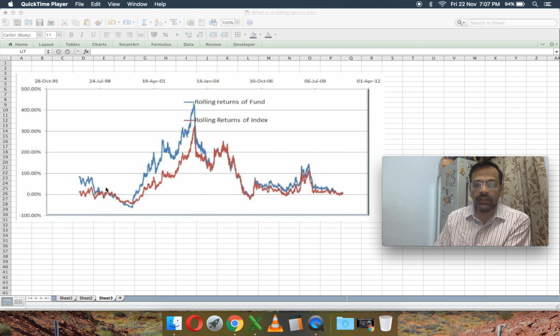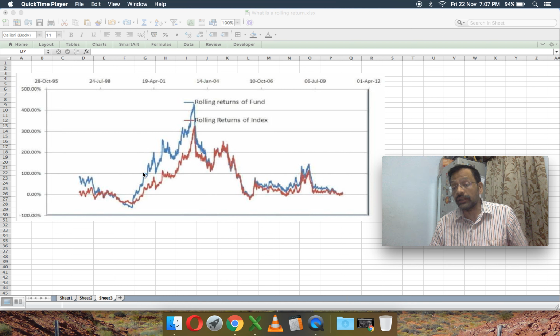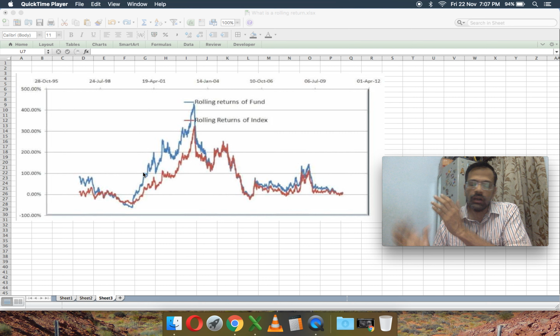So that's how a rolling return is calculated, and that's how it's used. It's a measure of risk, and it's also a visual measure of risk, and it's also a measure of how consistent some security, whether it's one stock or one fund or anything else, has been able to beat another security, which is an index or anything else that you want to compare with. So that's how you do it.